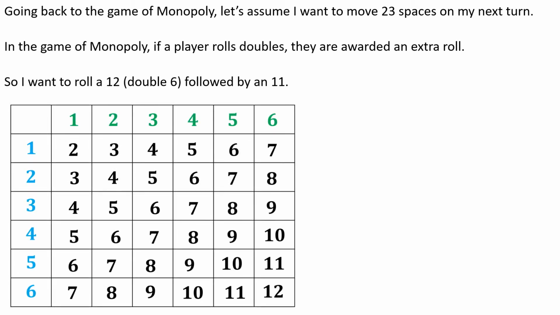So again, remember, this is what would happen with a pair of dice. I would have to roll a 12, because that's doubles, 6 and 6. And then after rolling that 12, I'd have to roll an 11. So what's the chances of that happening? Well, it'd be the probability of a 12 multiplied by the probability of an 11.